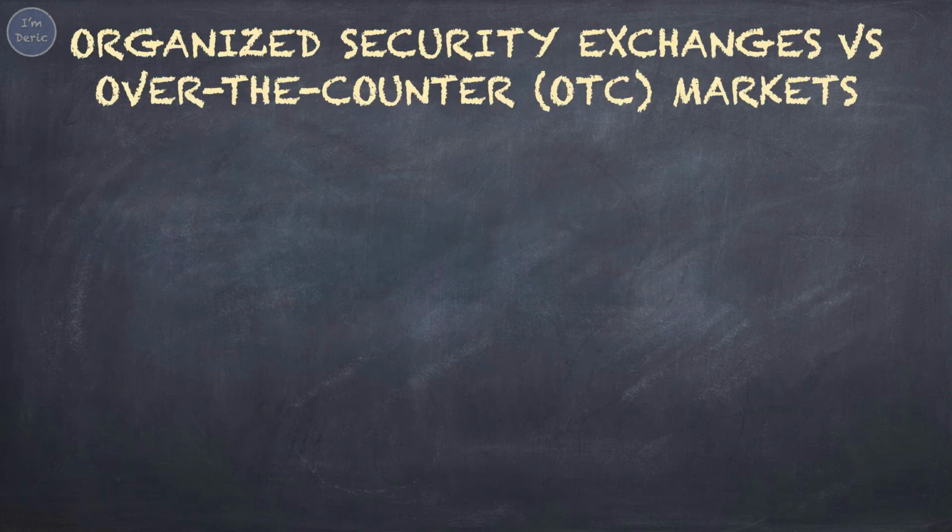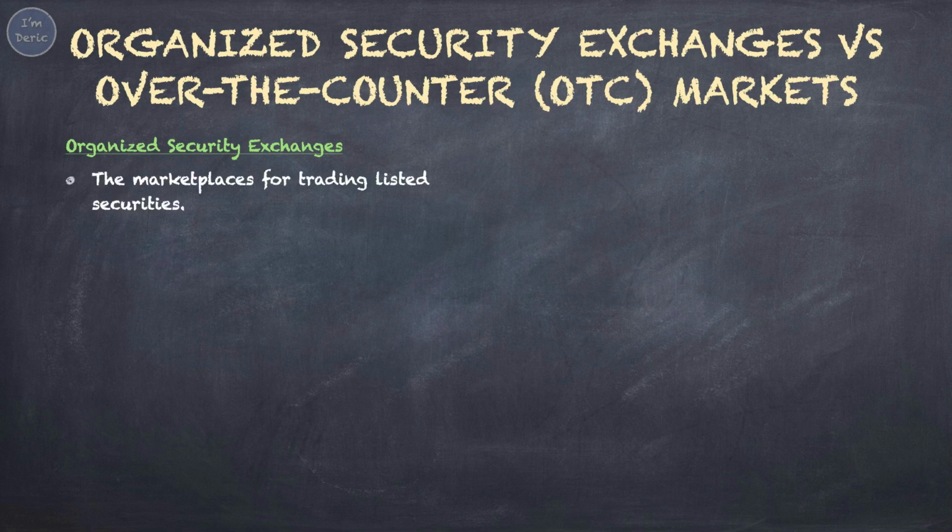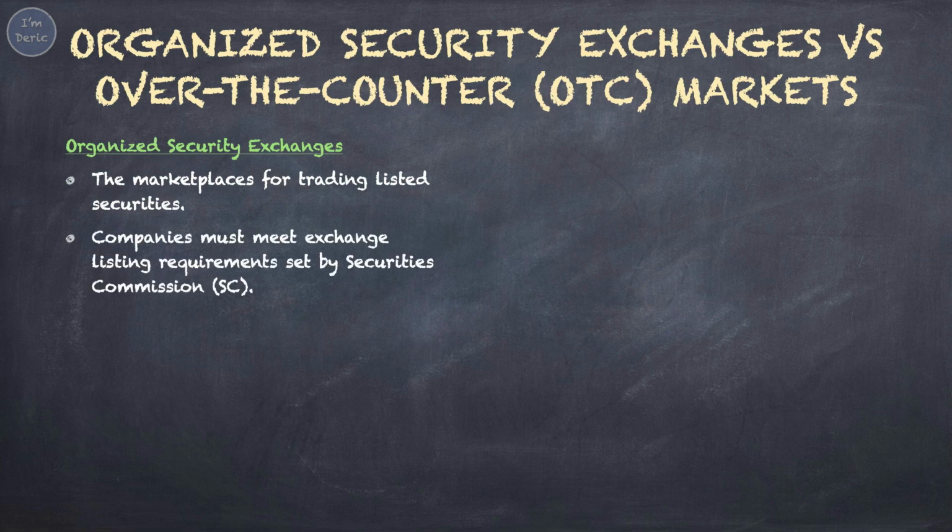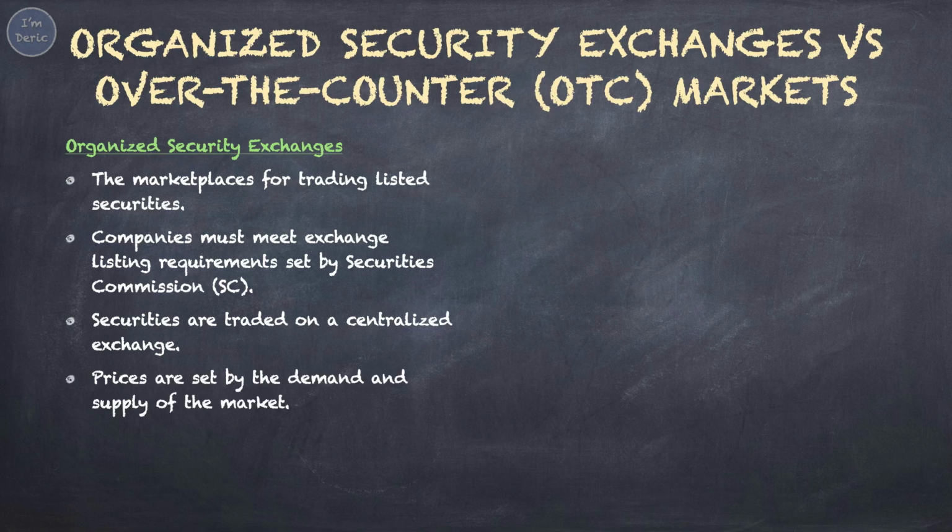Next, let's compare the differences between organized security exchanges and over-the-counter markets. First, about the organized security exchanges. These are the marketplaces for trading listed securities. Companies must meet exchange listing requirements set by Securities Commission. Usually, securities are traded on a centralized exchange, as it provides a physical location for its members to trade. However, the security exchanges are not involved in the trading of securities and the setting of security price. The prices are set by the demand and supply of the market.